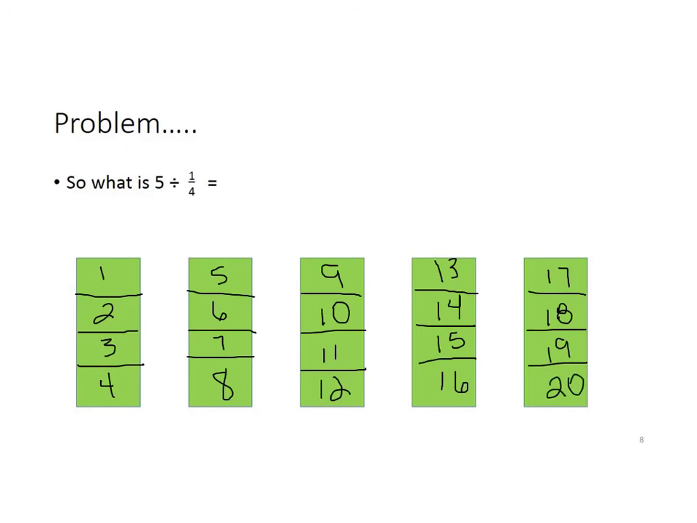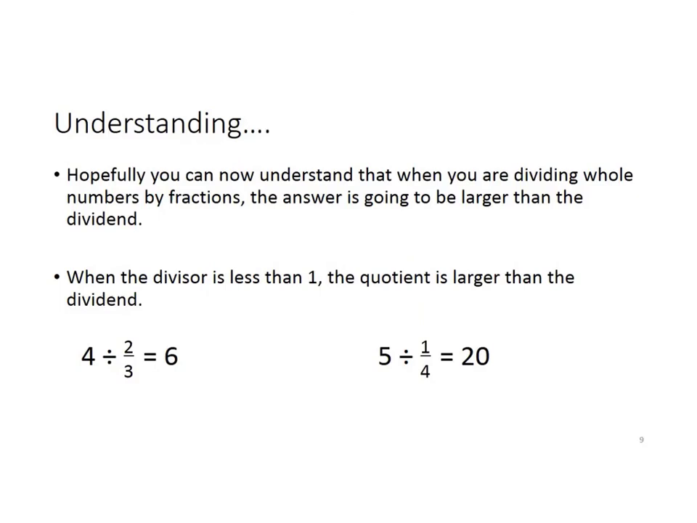So what is 5 divided by 1/4? How many 1/4 can you get out of 5 whole? You can get 20. Did my picture match yours? Hopefully you can get an understanding now that when you are dividing whole numbers by fractions, the answer or the quotient is going to be larger than the dividend. When the divisor is less than 1, the quotient is larger than the dividend.